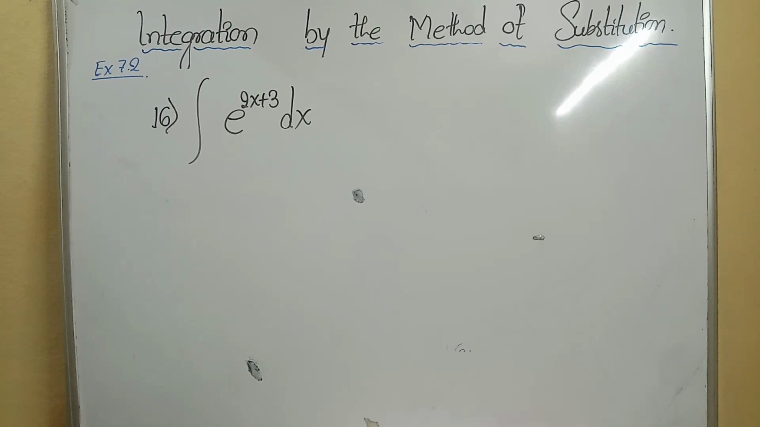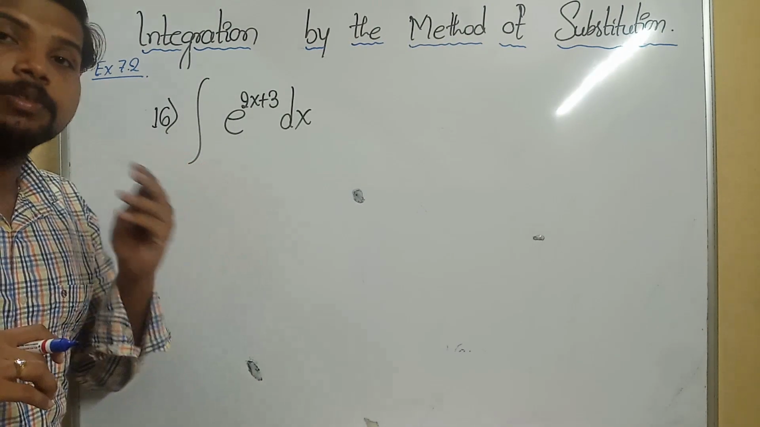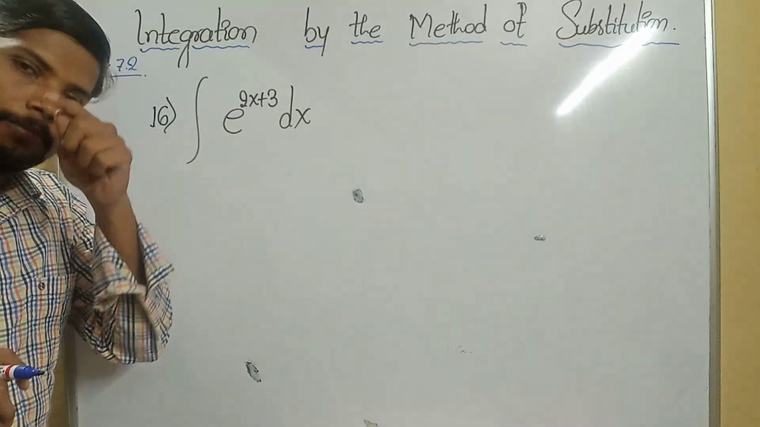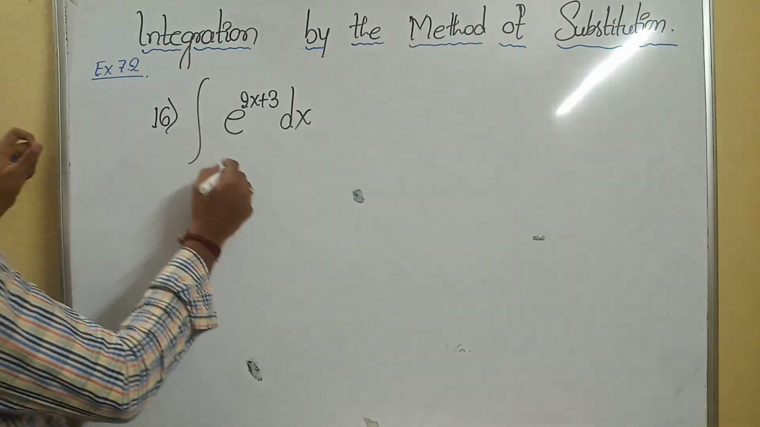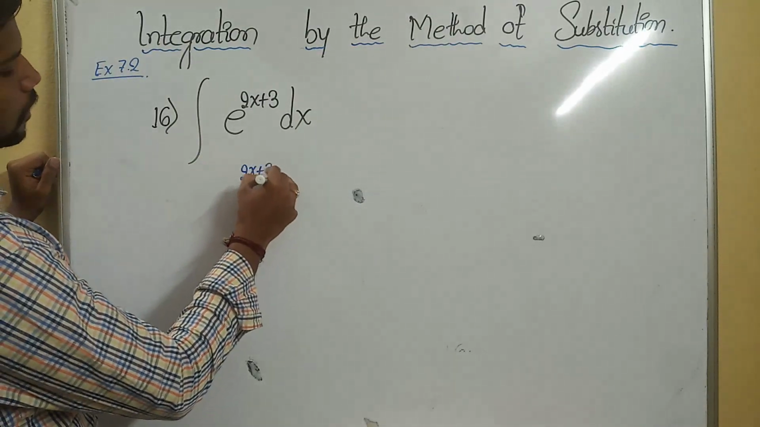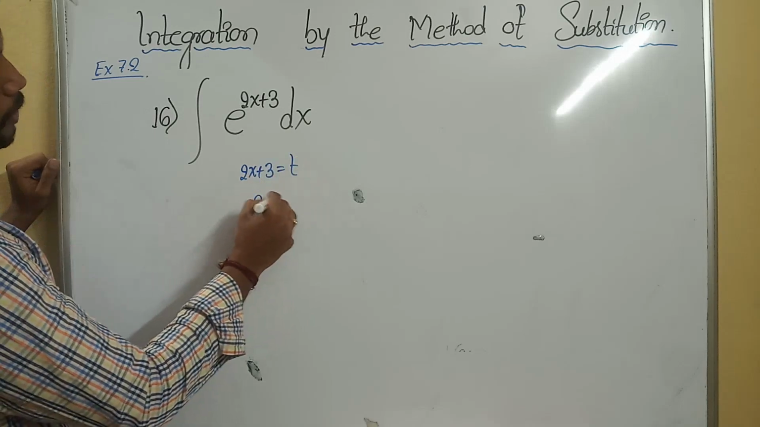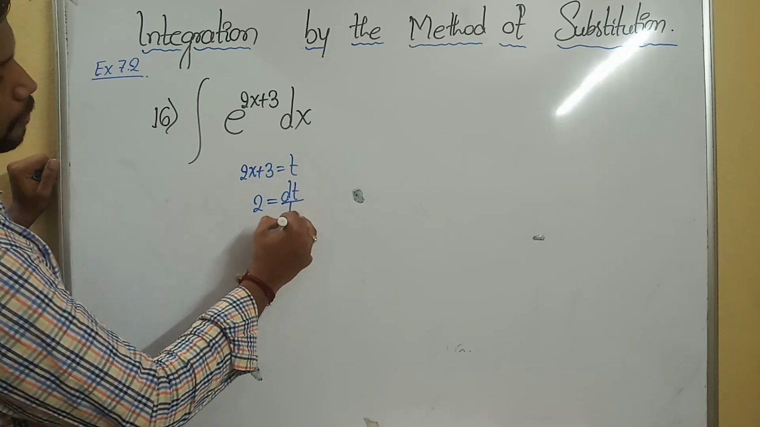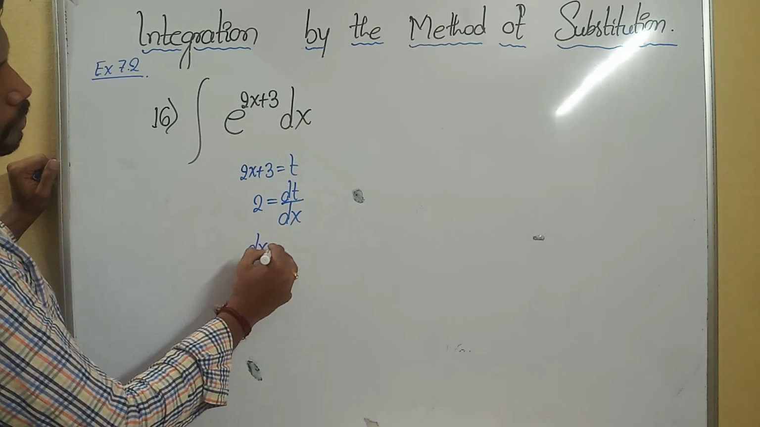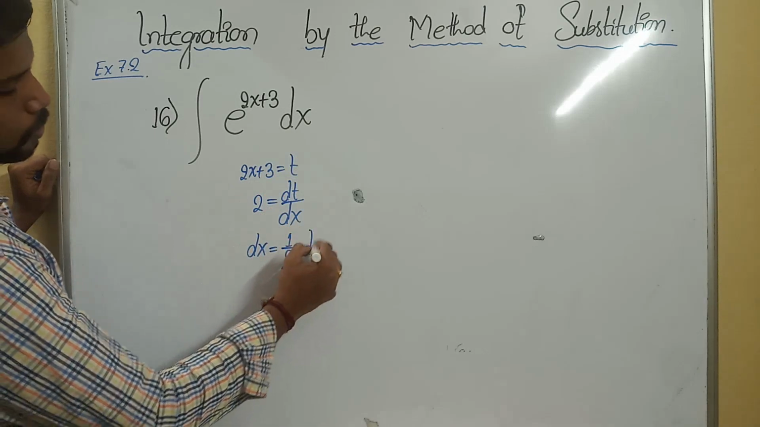Observe the next one. Here you can solve this particular problem by the direct method as well as by substitution. Now I'd like to substitute 2x plus 3 as t. The derivative of 2x will be 2, and the derivative of t will be dt by dx. What is dx equal to? Yes, it is 1 by 2 dt.